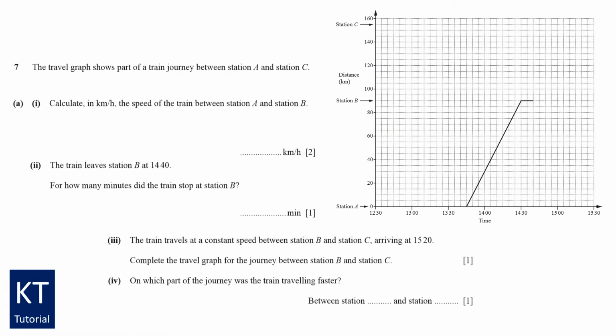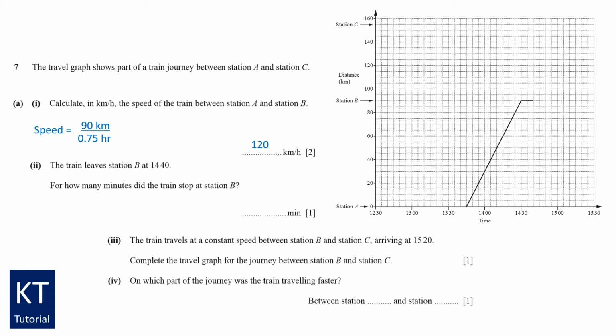Question 7. The graph shows part of a train journey between station A and C. Calculate in kilometers per hour the speed of the train between station A and B. Speed is distance, represented by the y-axis, divided by time, represented by the x-axis.